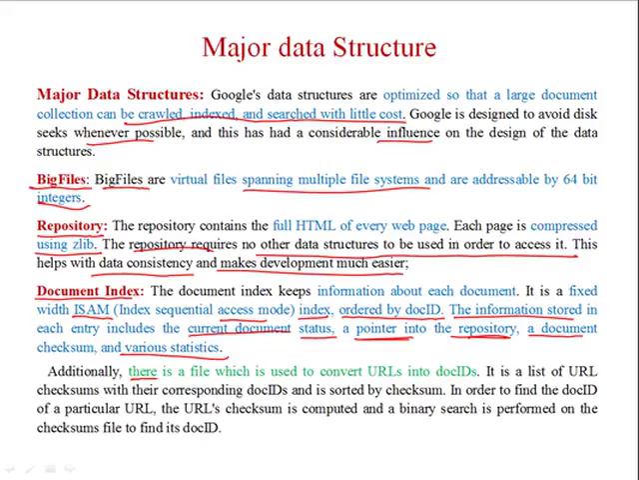Additionally, there is a file which is used to convert URLs into document IDs. It is a list of URL checksums with their corresponding document IDs, sorted by checksum. In order to find the document ID of a particular URL, the URL checksum is computed and a binary search is performed on the checksum file to find its document ID.